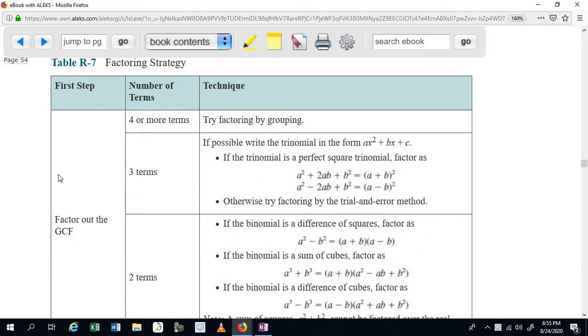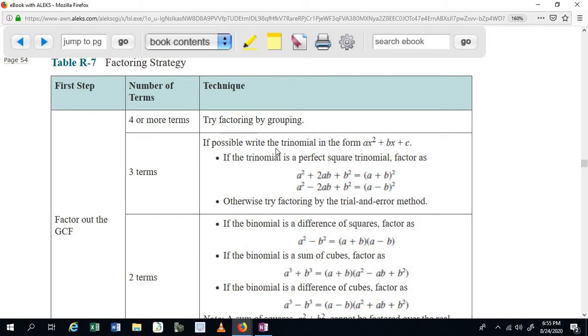So the first step when you factor a polynomial, as I've mentioned several times, is to factor out the greatest common factor. So that's always the first step. And then the second step would be to look at the number of terms that you have. If you have 4 or more terms, then you want to try factoring by grouping.